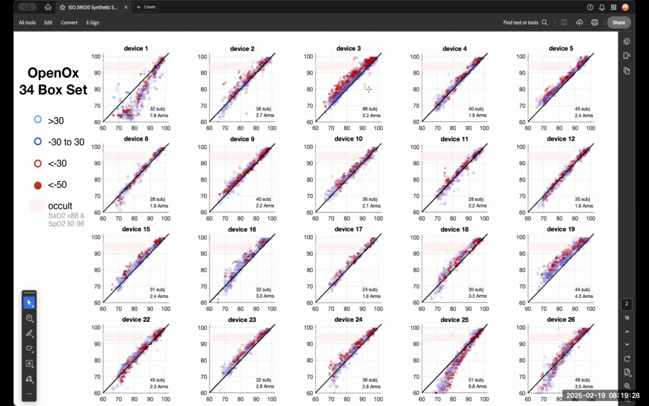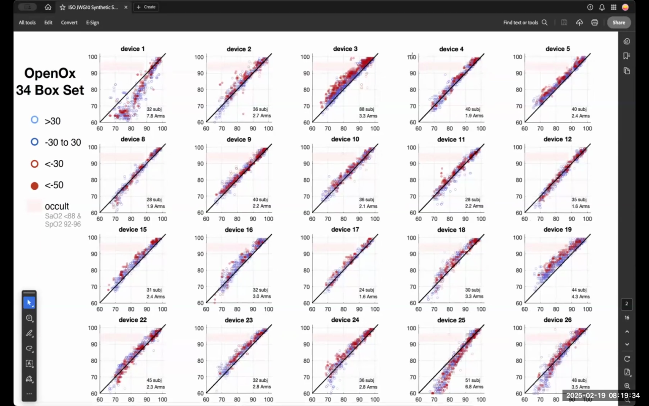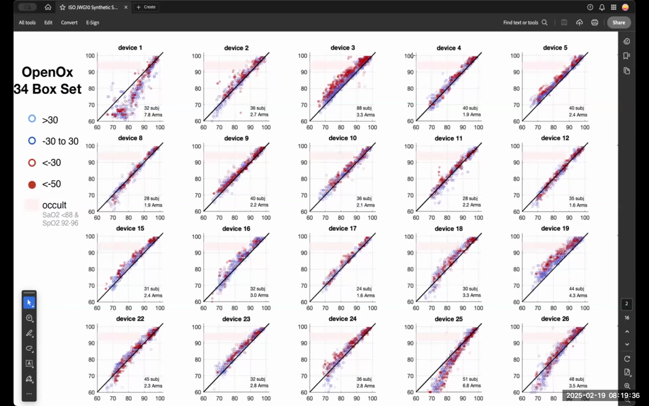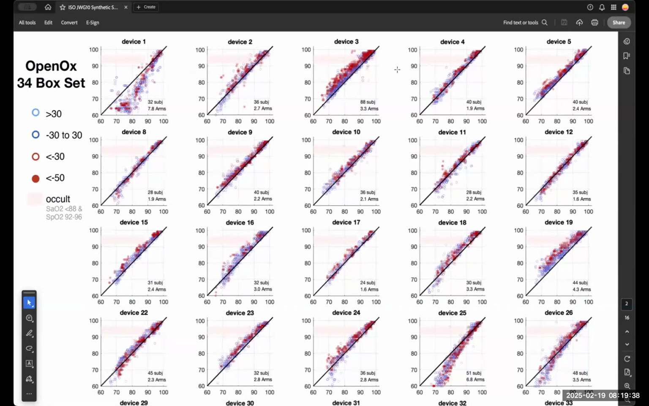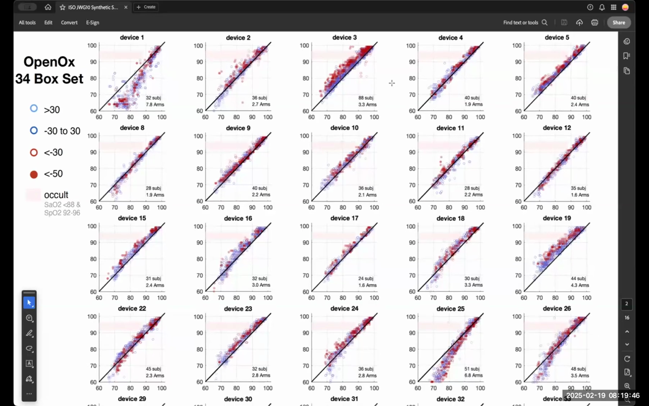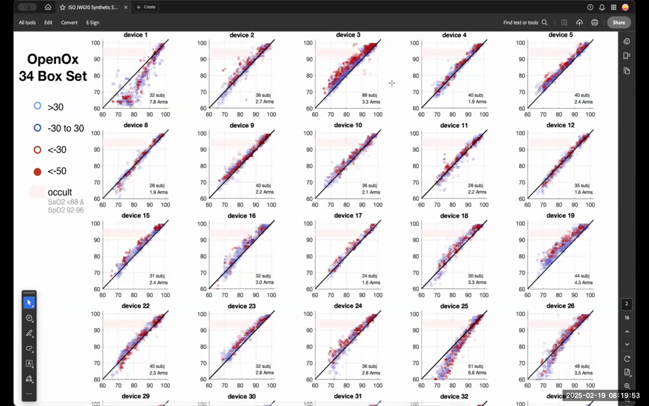Thanks, Mike. So for this part of the talk, I wanted to give you a flavor of what this might mean for several different devices. So I'm presenting a data set of 34 devices tested in the pulse oximetry lab, the Hypoxia lab at UCSF. Some of this data was analyzed and presented at the ISO Joint Working Group and came out of those discussions.